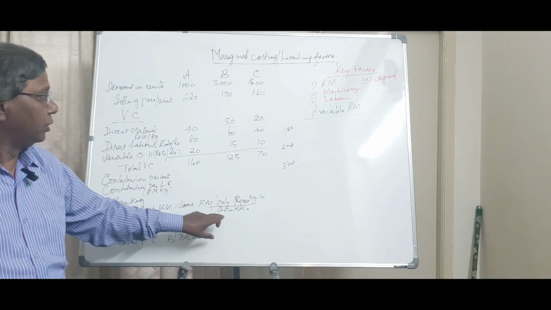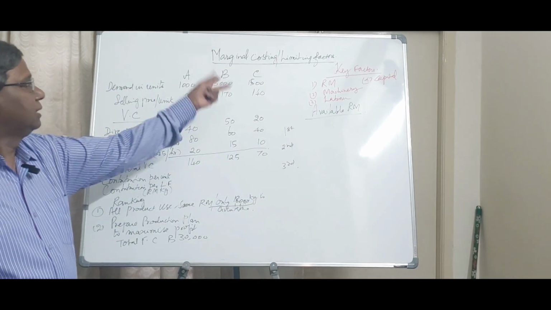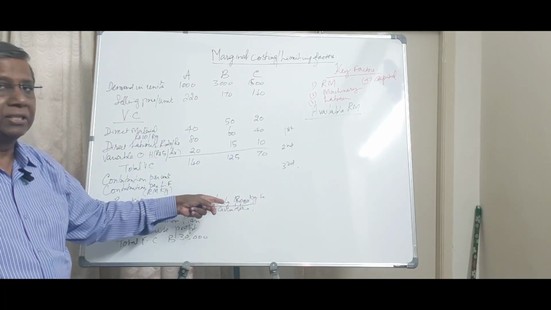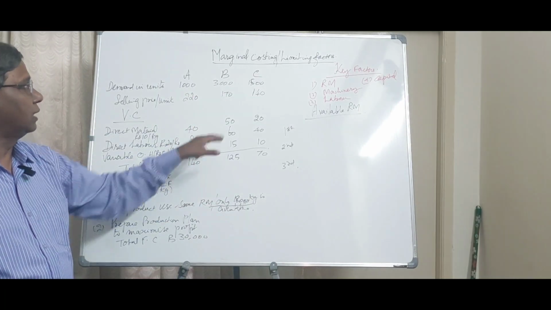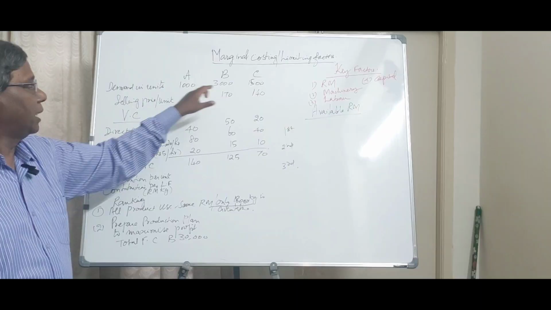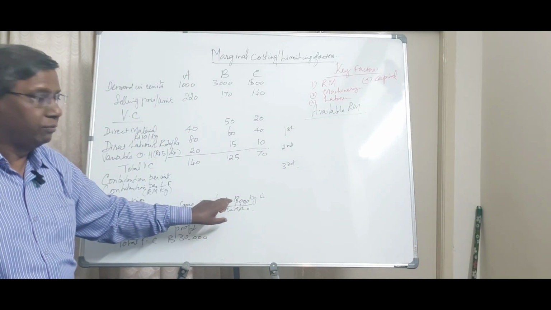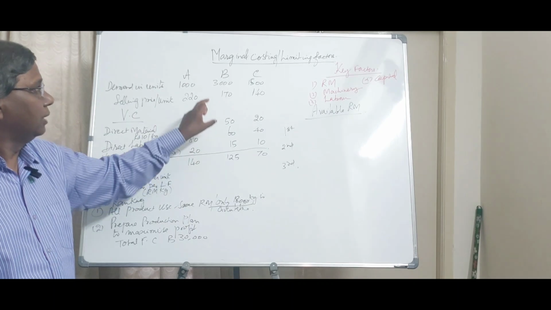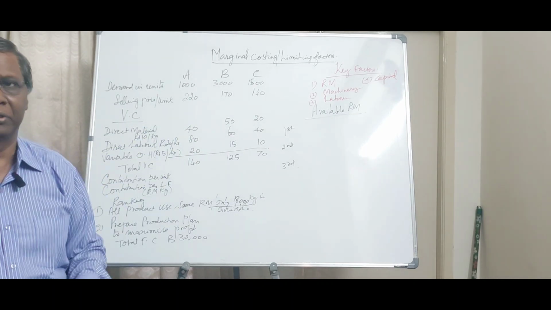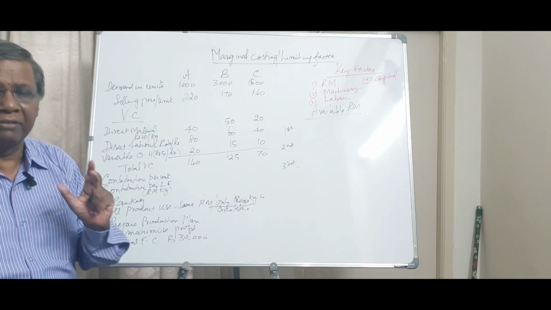No, 18,000 kg is available. You can't just go on producing A, B, C as much as you want, because only 18,000 is available. You can't meet all the demands. At the same time, what is available with you, you have to allocate properly to those products which give maximum contribution. Okay, now that is the key factor.